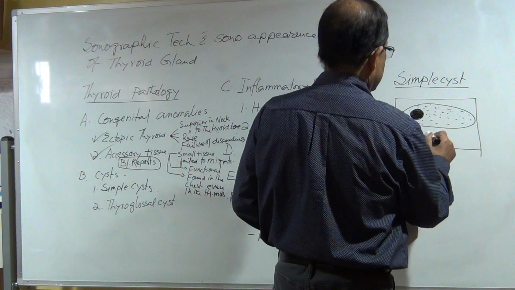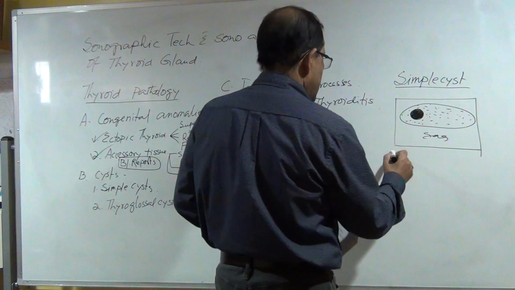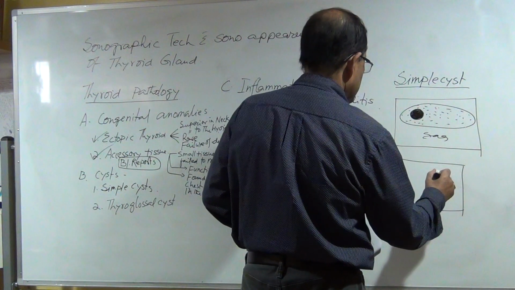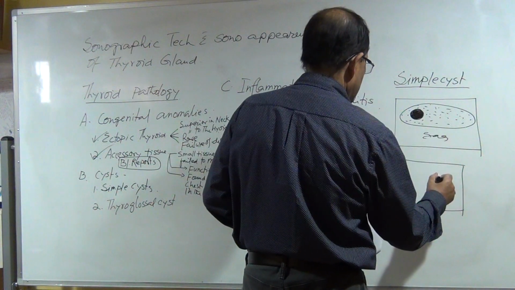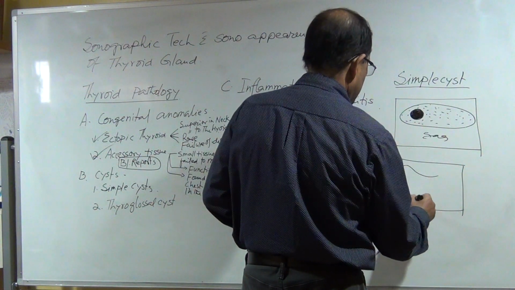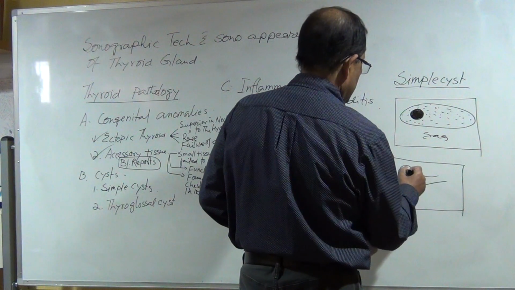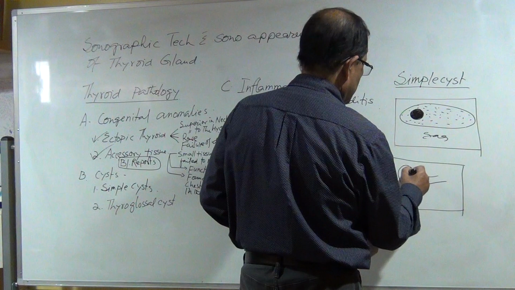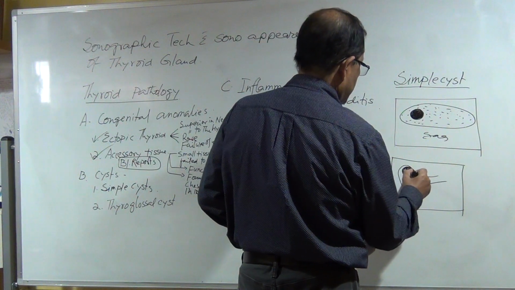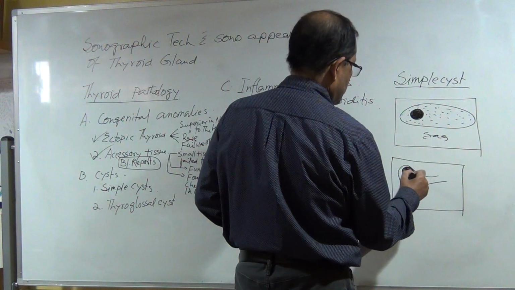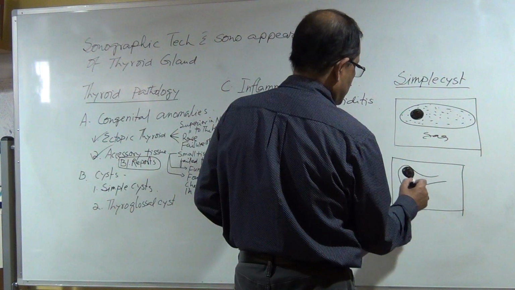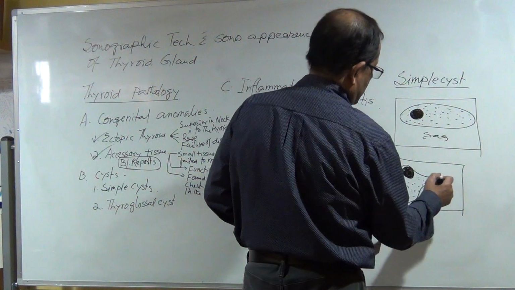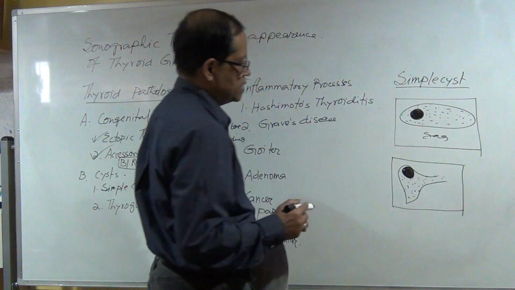Okay, so this is the SAS view, and in transverse view it's with the upper pole. See, there's a simple cyst.